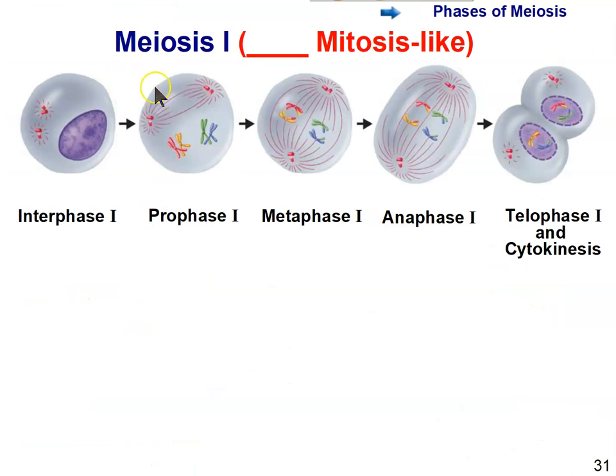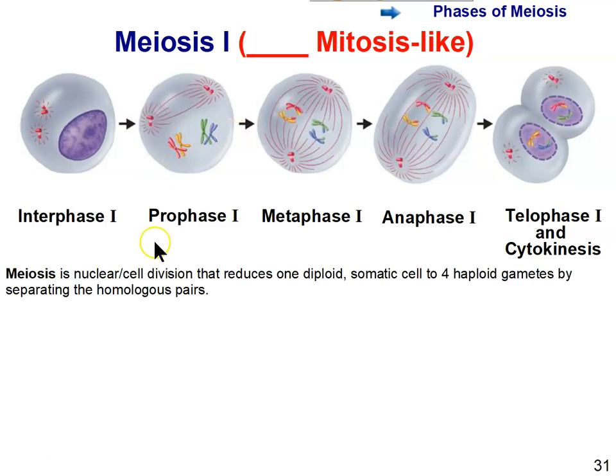So now we'll get into the process of meiosis. If this diagram looks familiar, it's because it's very similar to what we were looking at back when we were studying mitosis. But meiosis, and especially meiosis I, is different than mitosis. So meiosis is nuclear and cell division that reduces one diploid somatic cell, that's what we have right here, to 4 haploid gametes by separating the homologous pairs.